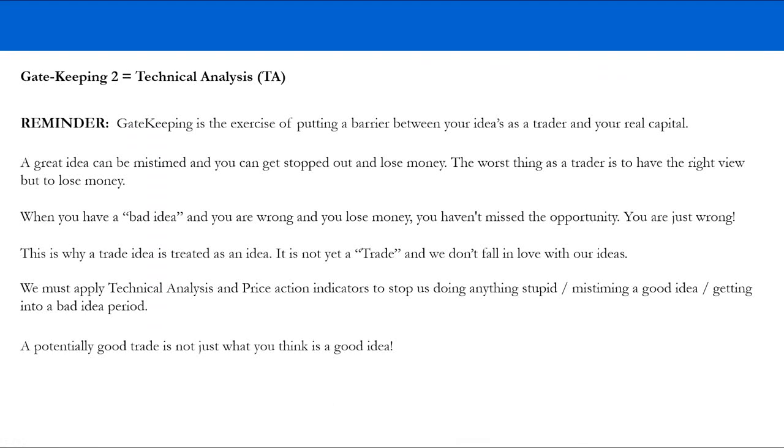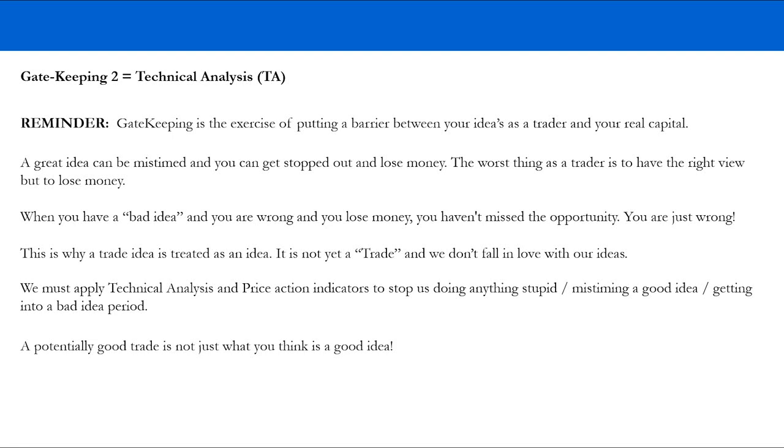Okay, so welcome back to the computer screen. Now we're going to look at the second step in our overall gatekeeping process. We're going to look at technical analysis. Now, we need to remind ourselves first the gatekeeping process, what it's all about, in order to understand fully where technical analysis actually fits into the overall systematic process as used by professional traders and hedge fund managers.